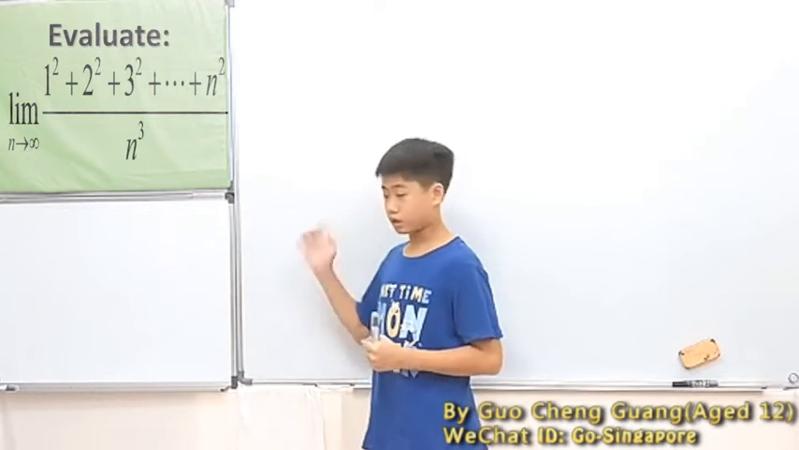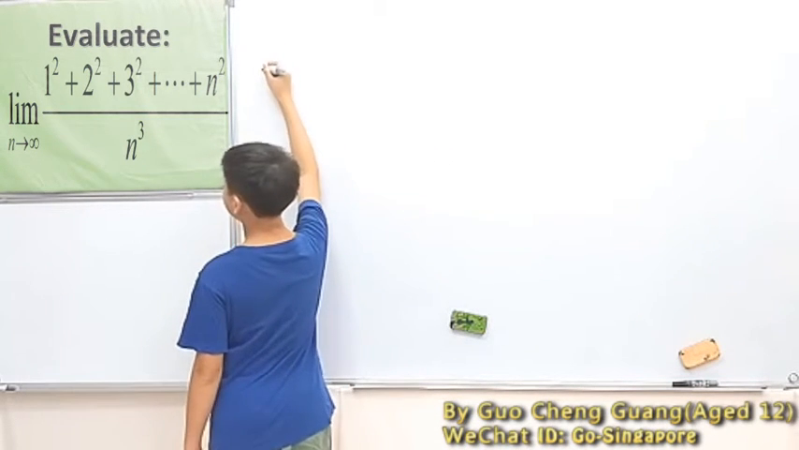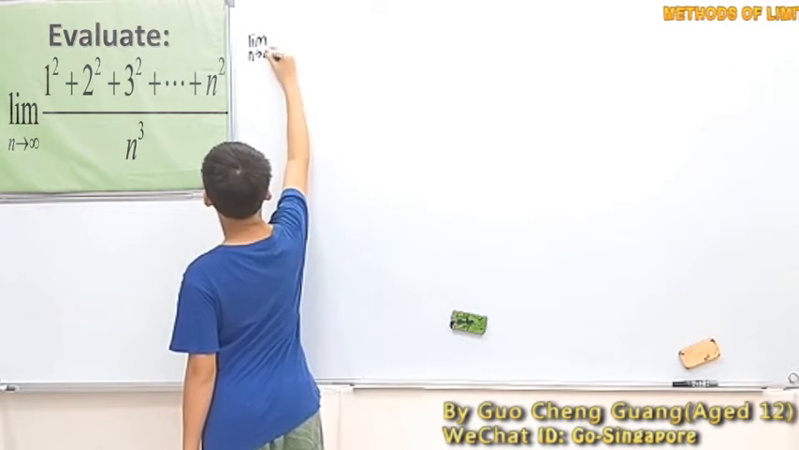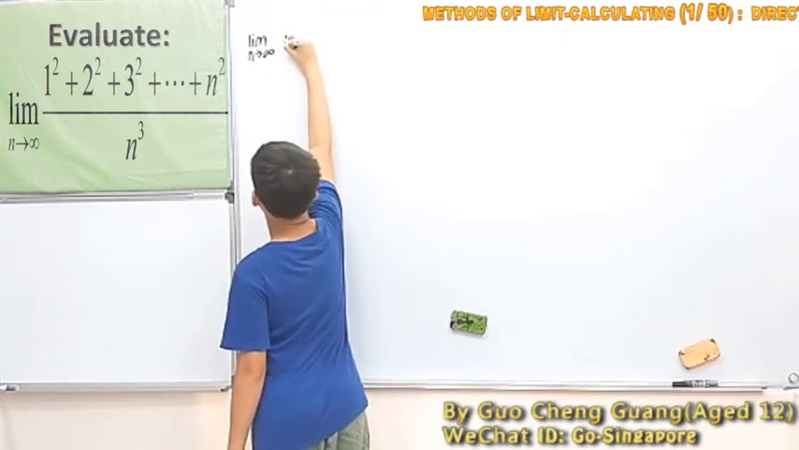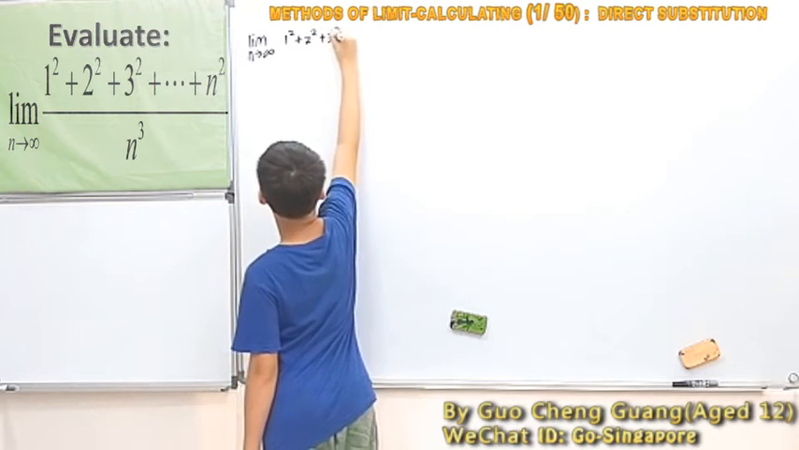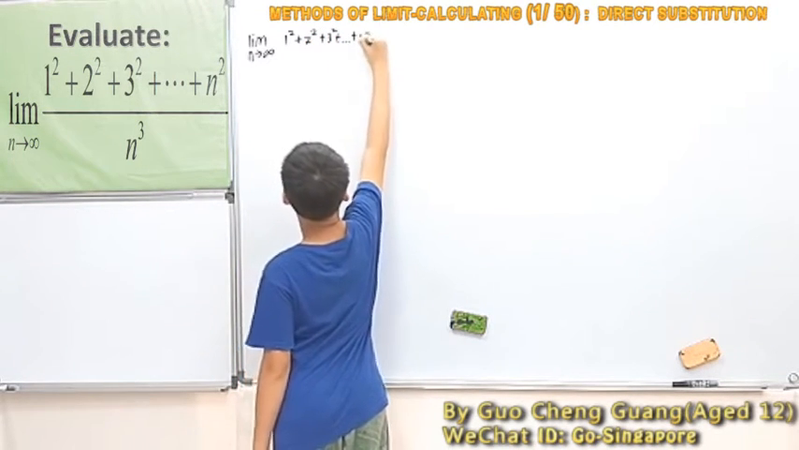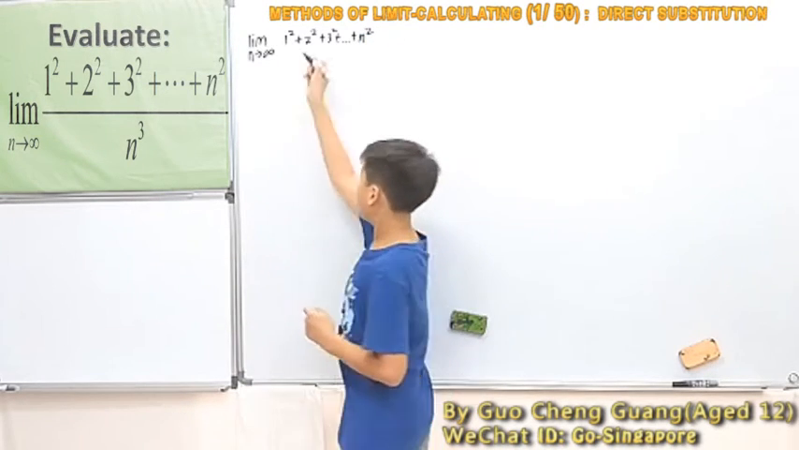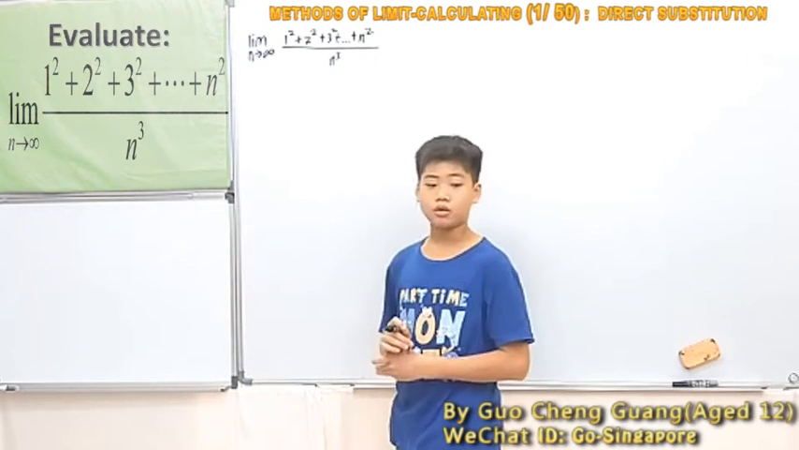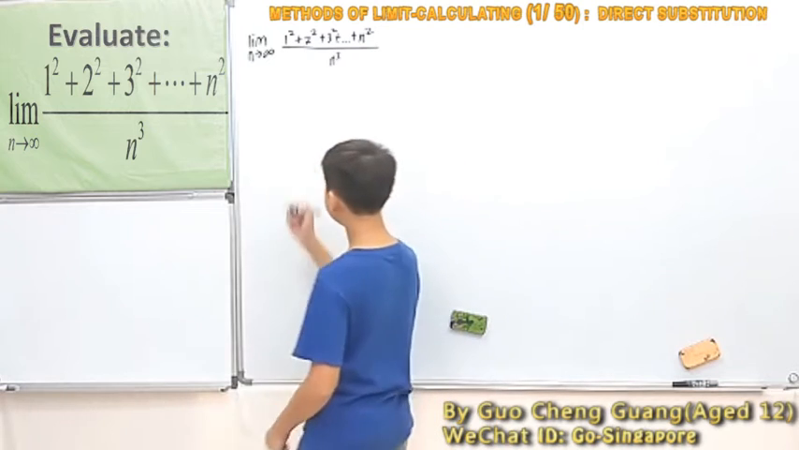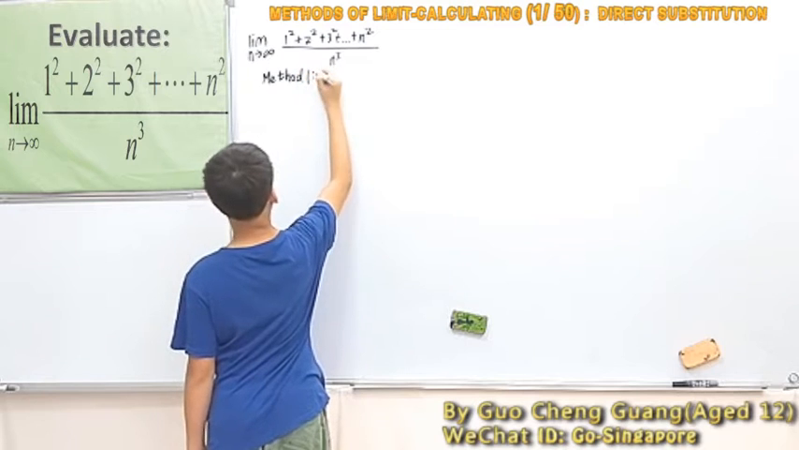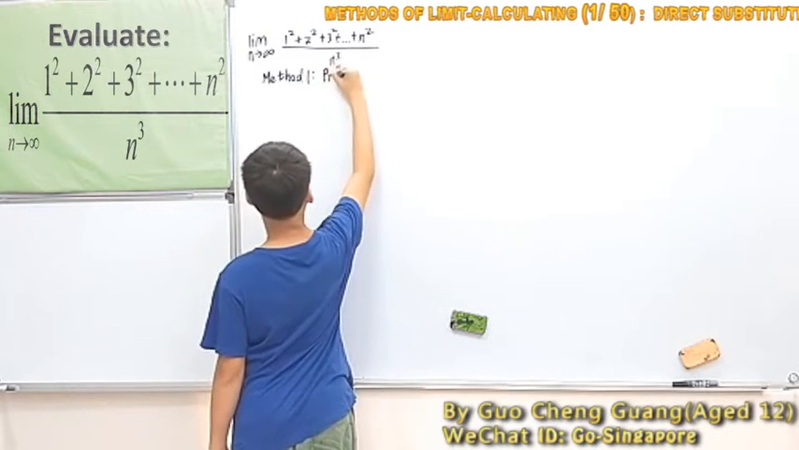So let me just write down this example on this board. So this example is limit n approaches to infinity. Then you have 1 square plus 2 square plus 3 square plus all the way until n square. Then the denominator is n cubed. Now let's use our first method by induction. So method 1. We can call it proof by induction.